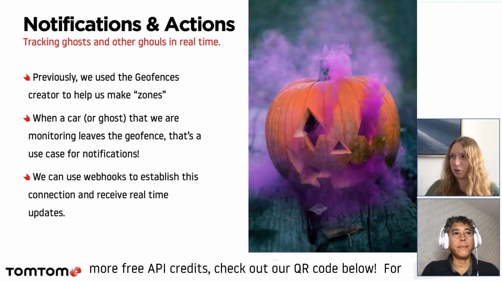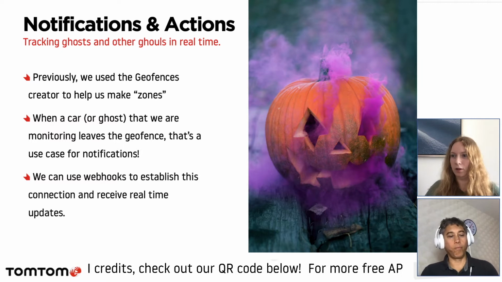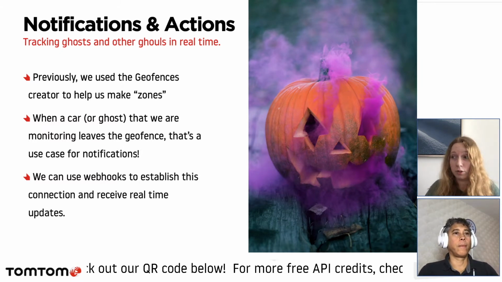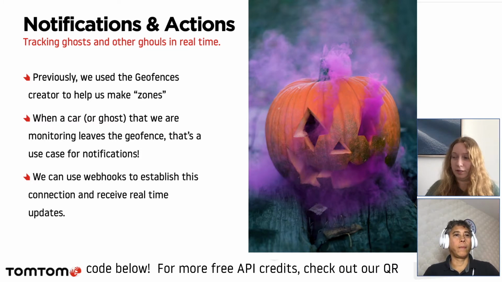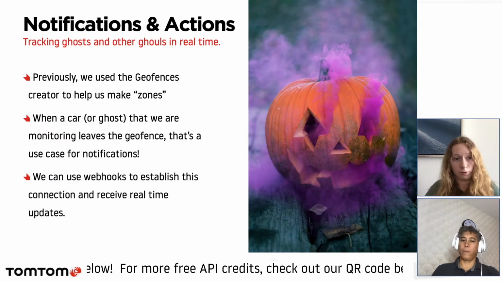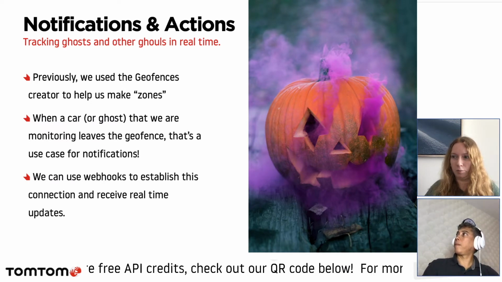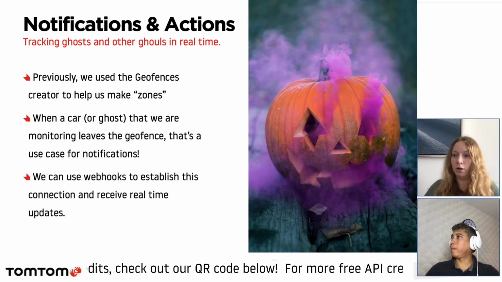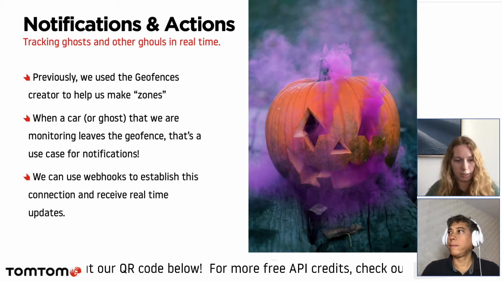So let's see. For notifications, last time we used the Geofences creator to help us make different zones. And then at a basic level, whenever a car or a ghost, whatever we're monitoring, leaves the geofenced area, that's a use case for a notification. Ideally, you can get a ping whenever you're tracking movement of an object and it leaves a certain space, which is what we talked about in object tracking too. So we can use webhooks to get updates from our object if we're tracking it.